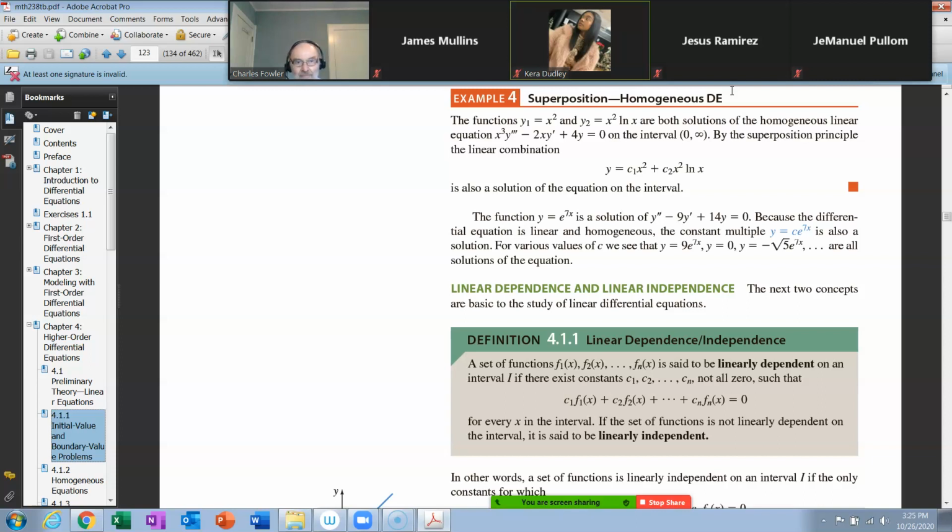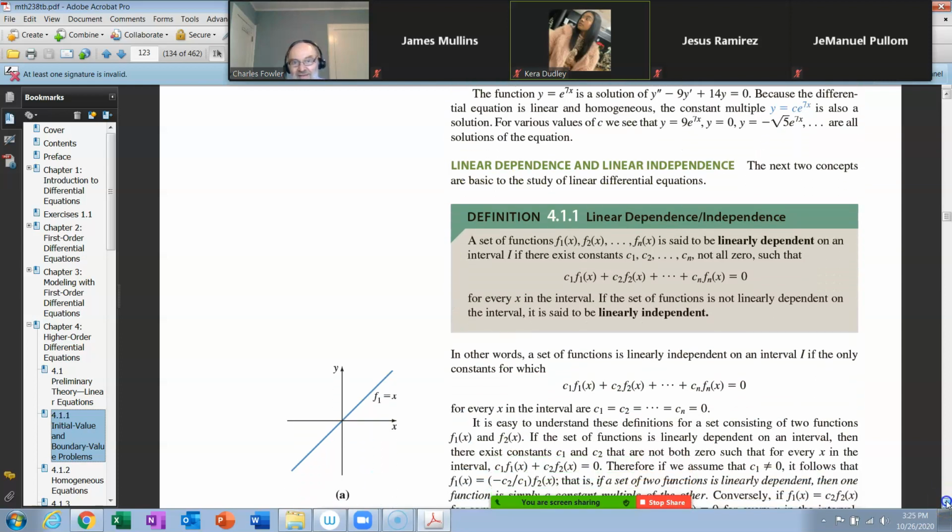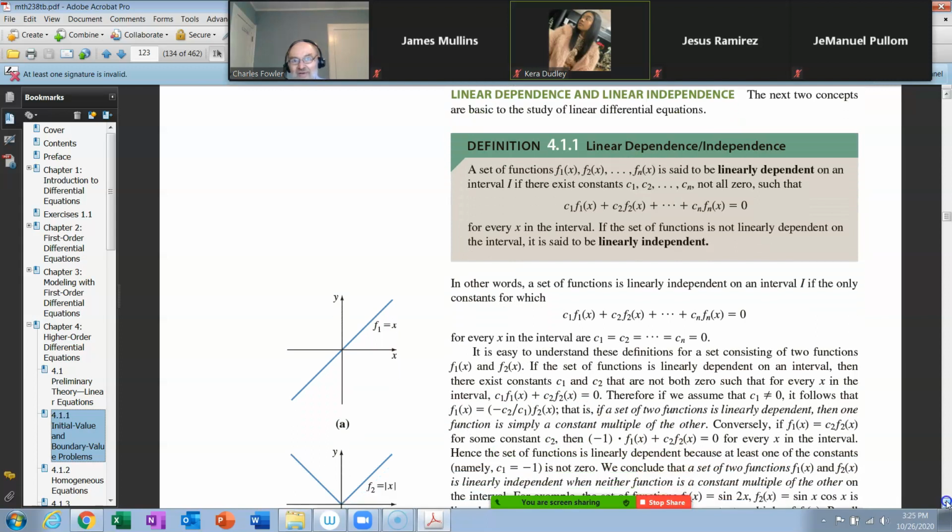Okay, now let's move on to linear dependence and independence. These are really important terms. Some of you are in linear algebra. You're going to be hitting them all over the place there as well. So these things all tie together really well. Okay, and they're talking about the same thing, so it's nothing new. So the next two concepts are basic to the study of linear differential equations, and frankly any linear equations.